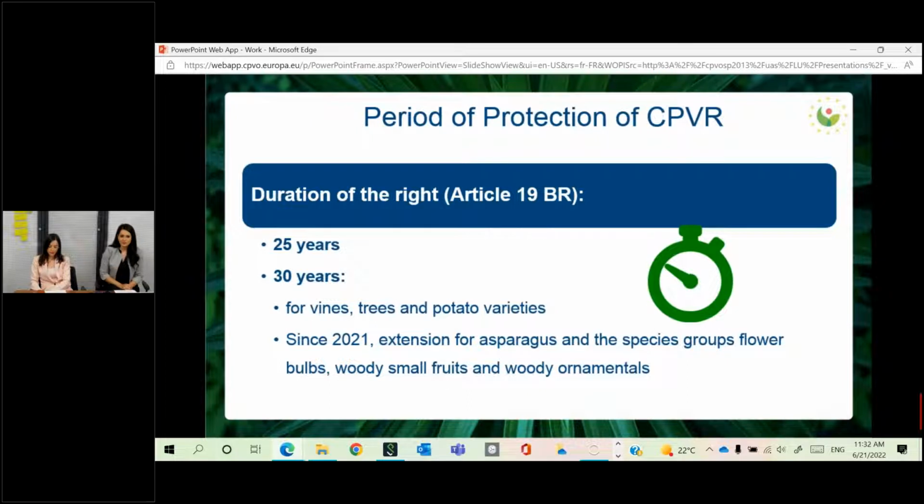We say sometimes that the national right stays dormant, cannot be invoked. The period of protection. According to Article 19 of the Basic Regulation, the duration of protection of a community plant variety right is either 25 or 30 years.